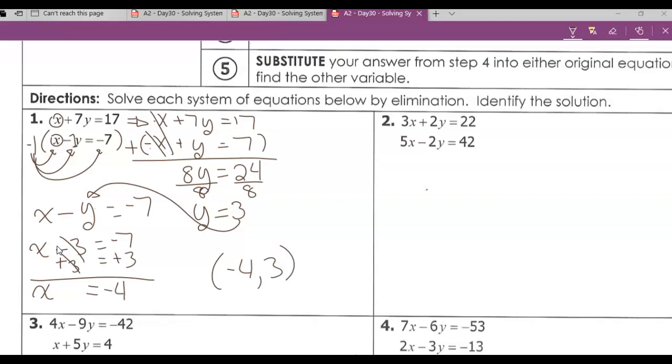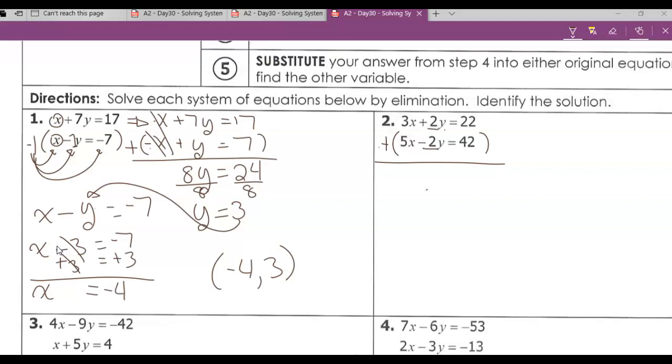So at those points should be where these two graphs would cross, and I can go ahead and graph those and check them. For number 2, I can see that for my x's I have different amounts, but my y's are actually looking pretty perfect. I have positive 2 y's, which would cancel out perfectly with these minus 2 y's. So I'm going to just add the top equation to the bottom equation.